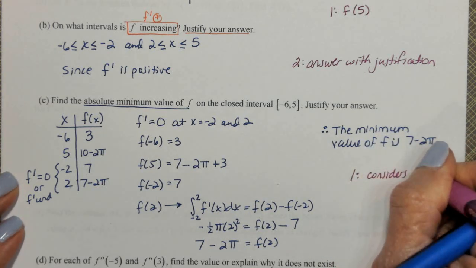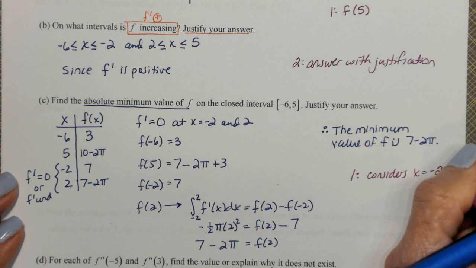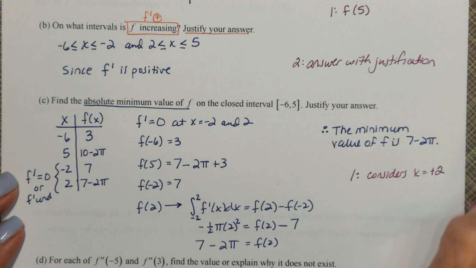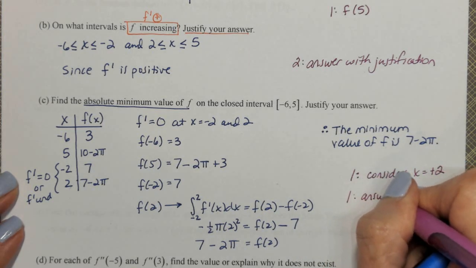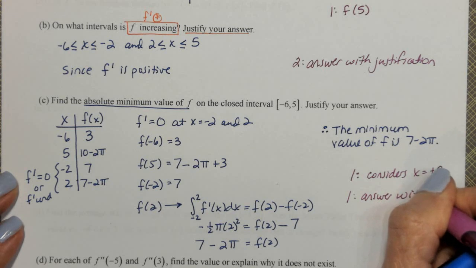One point considers x equals negative 2. I'm sorry, positive 2, not negative 2. And then 1 point for your answer with justification.